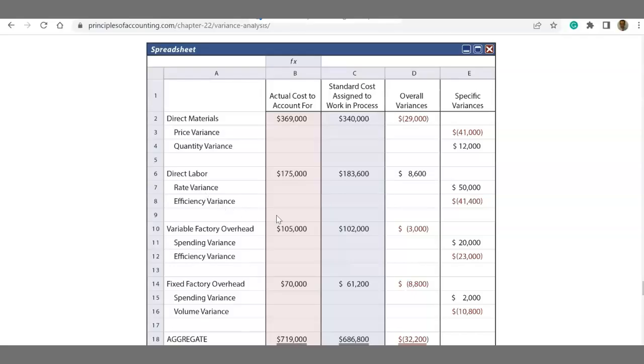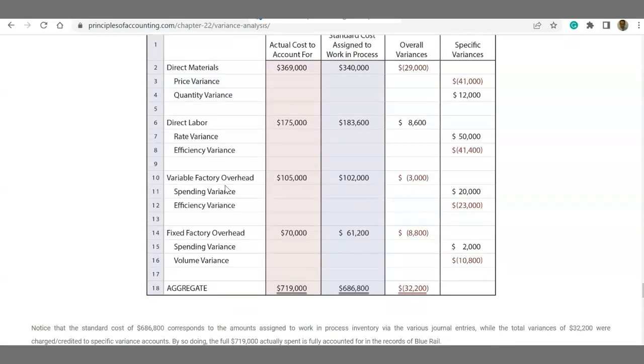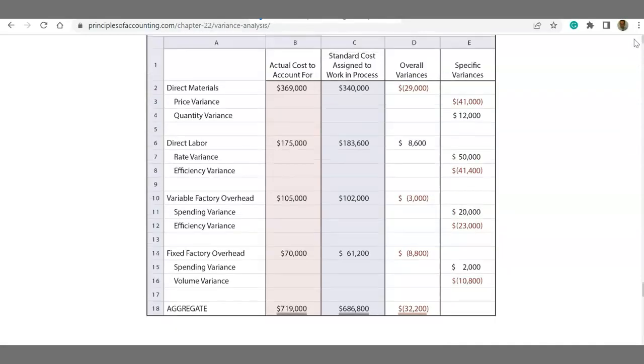Same thing on labor. Actual cost for labor was $175. Standard cost was $183. Overall variance was $8,600 favorable, but we have a rate variance of $50,000 and a labor efficiency variance unfavorable of $41,000. That's why overall we end up in a favorable situation for direct labor. Variable factory overhead: the actual was 105. Standard cost was supposed to be 102.